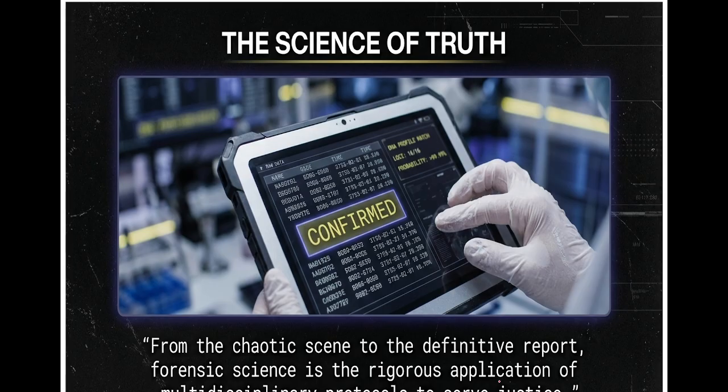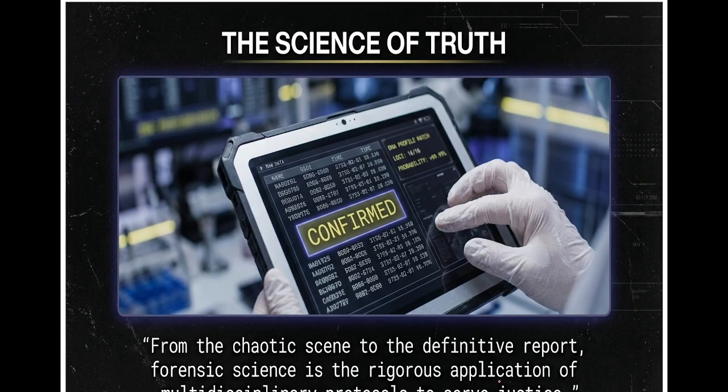We like to call forensic science the science of truth. Whether this happens or not, forensic science makes sure that we have the answer. From the chaotic scene to the definite report, forensic science is the rigorous application of multidisciplinary protocol to serve justice.